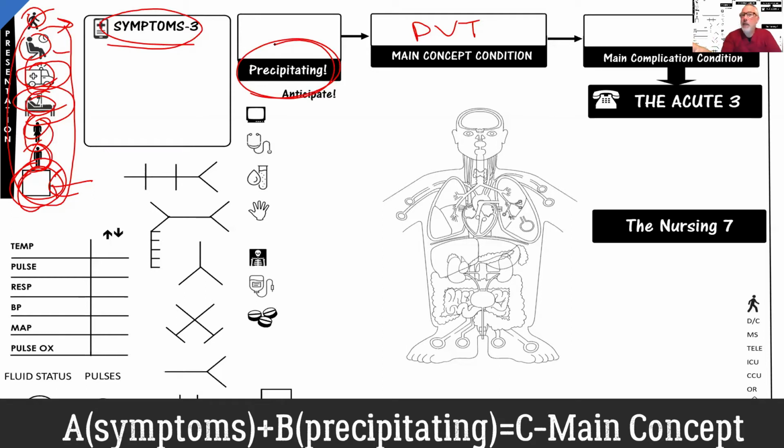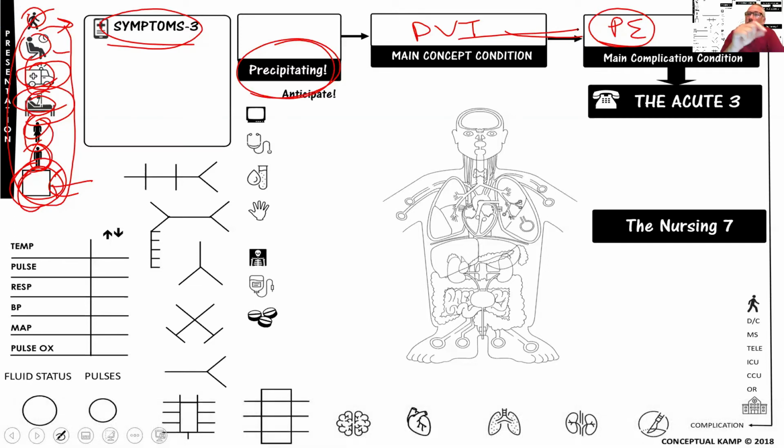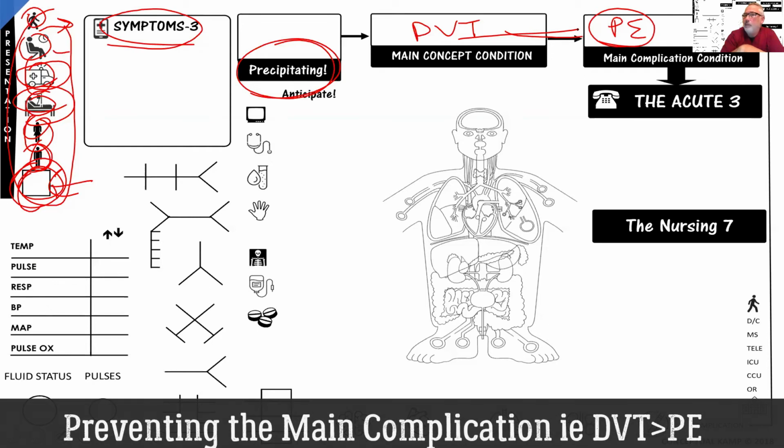What's the main complication? We talked about this previously, PE. That's the main complication of this. A DVT is a thrombus, right? Thrombus means stationary. Pulmonary embolus means embolism, movement of it, right? So now it's moved all the way through the body, up from the calf, all the way up to the lungs. And that's a major, major problem.